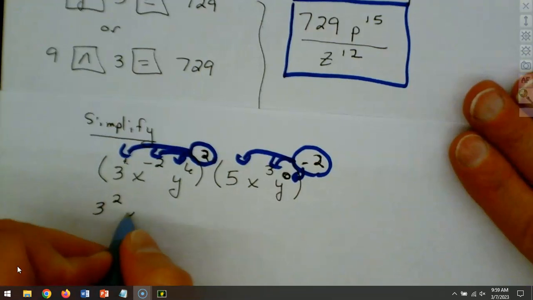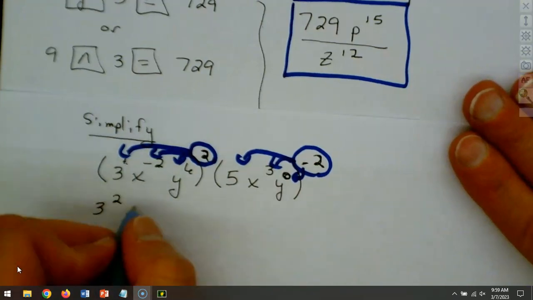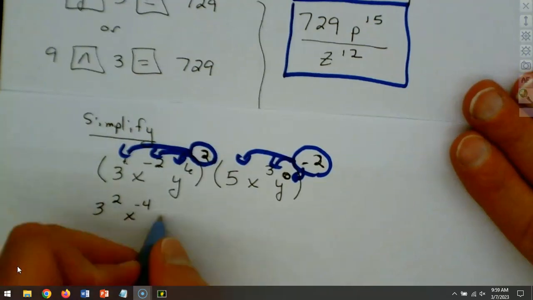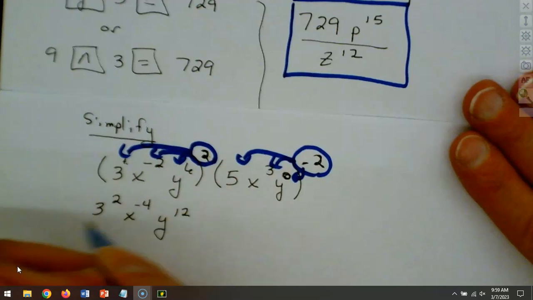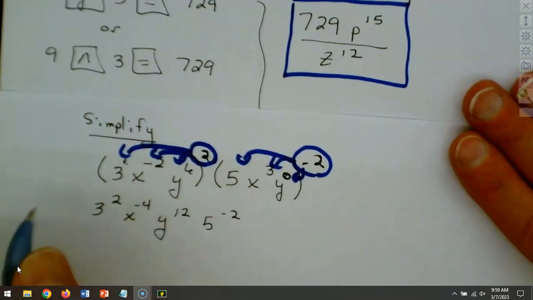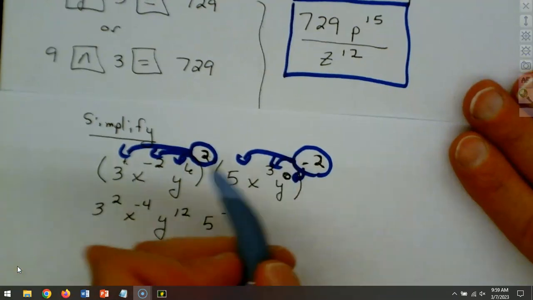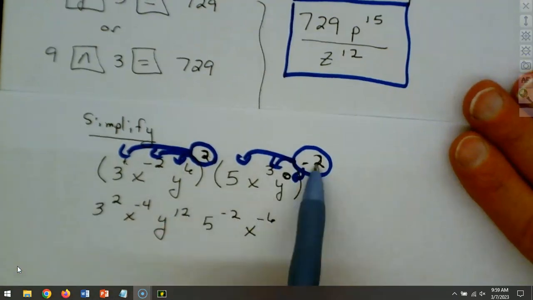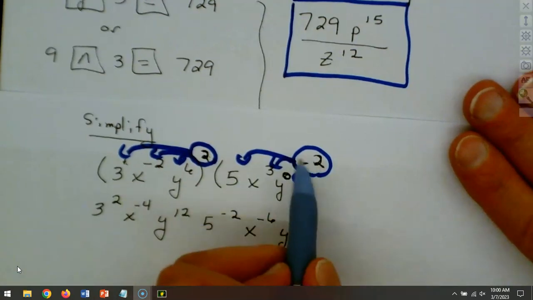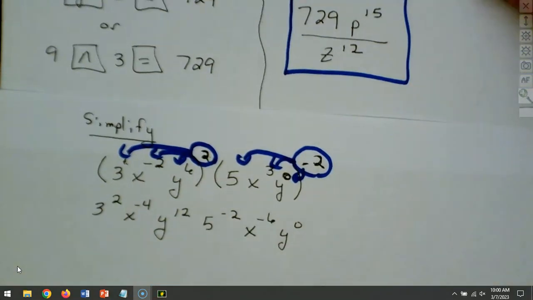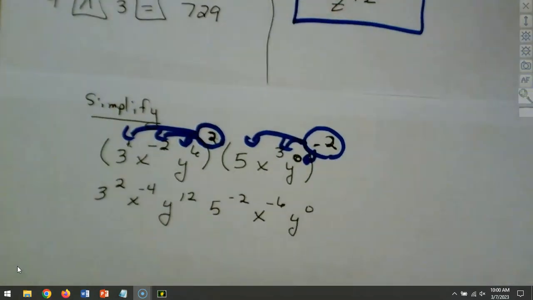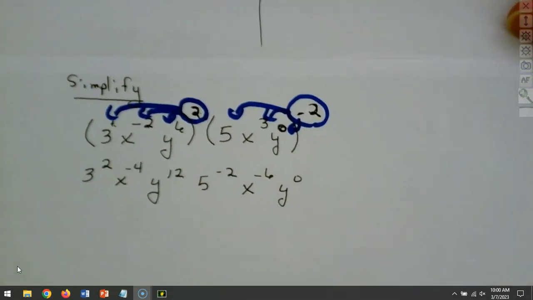And then what about the x? We have minus 2 times 2. That makes it a minus 4. And then we have 6 times 2. That makes it a 12. And then we have a 5 to the negative second power. Then we have an x to the negative 6th power here. And we have a y to the 0 power, because negative 2 times 0 is what? 0.